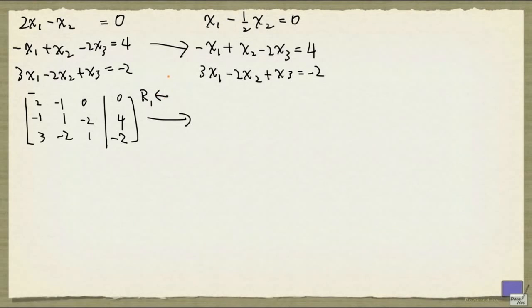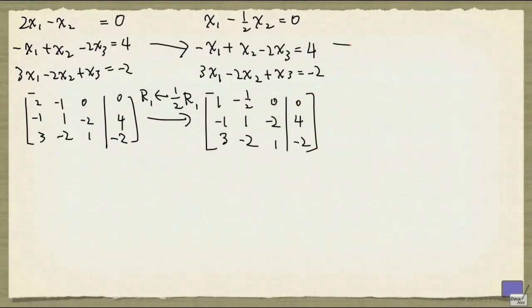Left arrow means that it is replaced with what comes to the right, 1/2 times row 1. So we have to multiply every entry in the first row by a half. So that gives me 1, minus 1/2, 0, and 0. The next two operations are going to be adding the first equation to the second equation and adding minus 3 times the first equation to the third equation.